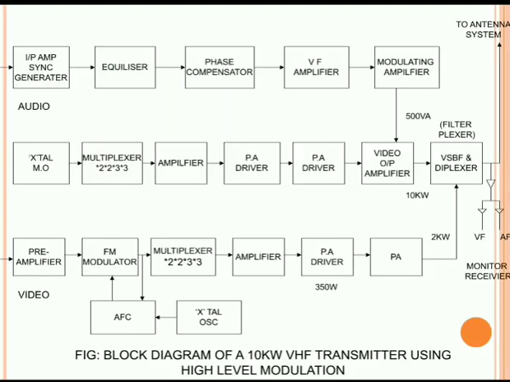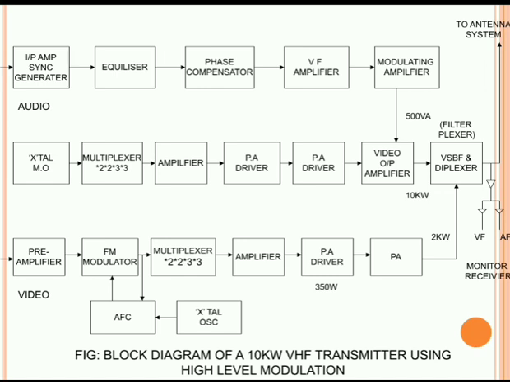This is nothing but the block diagram of a high level modulation transmitter. The block diagram consists of amplifier or synchronization generator, then equalizer, phase compensator, VF amplifier, modulating amplifier, crystal oscillator, multiplexer, amplifier, PA driver, video output amplifier, VSBF and duplexer, then preamplifier, FM modulator, multiplexer, amplifiers, PA driver. We are having all these blocks. We will see it in detail now.